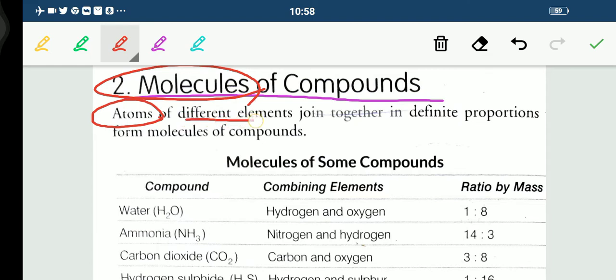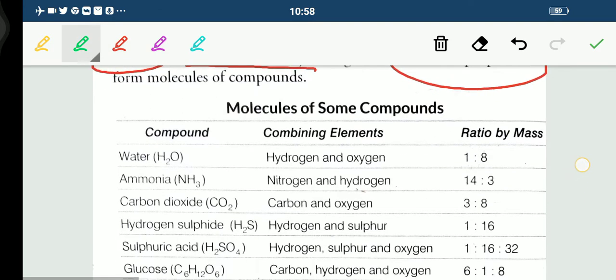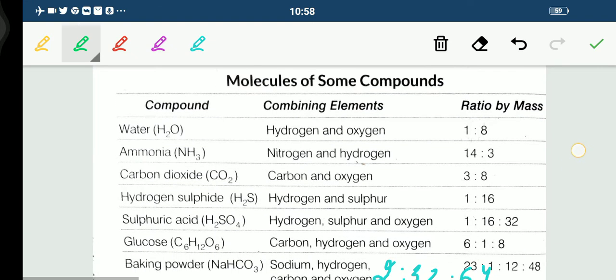So, atoms of different elements join together in a definite proportion, remember this, in a definite proportion to form the molecules of compounds. Now, you all can see here some of the molecules that are given. So we will be discussing them. For example, the first one you can see is water.